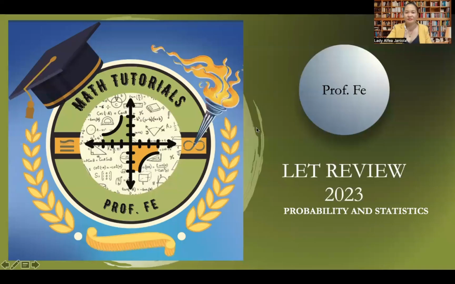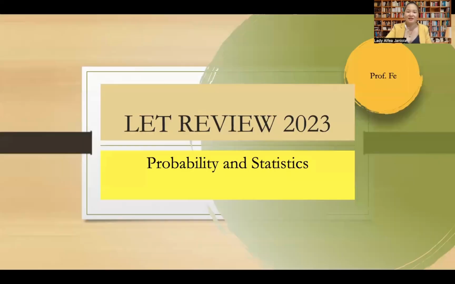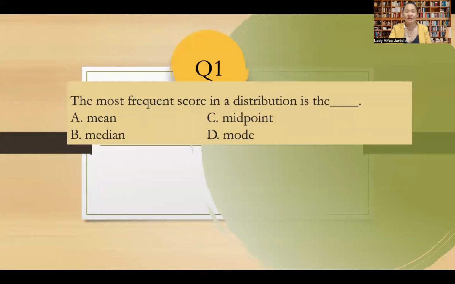So this is specifically for statistics and probability. So this is 10 random questions for statistics and probability. So I'm doing my math tutorials together with the LET review, free LET review for the mathematics subject. Also for the math majors. So we have here question number 1.